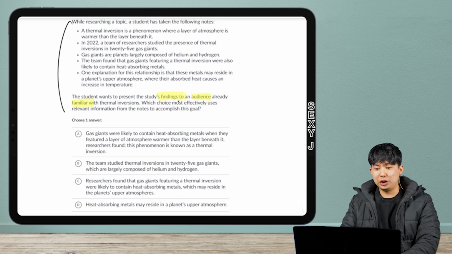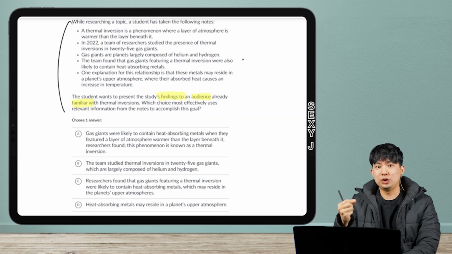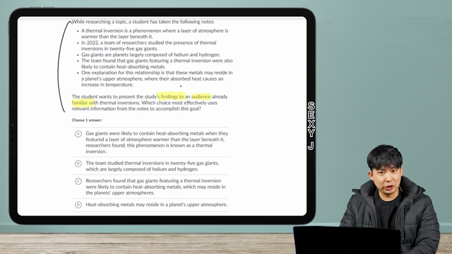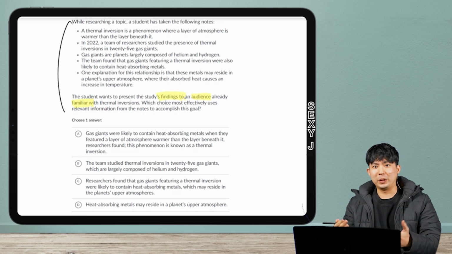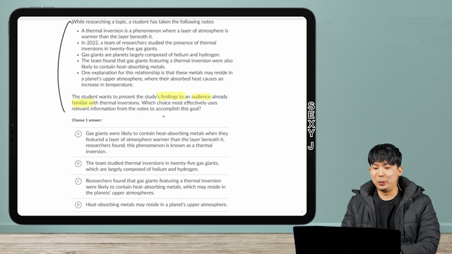I want to present the study's findings. So with the rhetorical synthesis, I want to clarify, am I looking for something that is before the experiment, during the experiment, or after the experiment? The findings, or the results, or the conclusions, as you guys might guess, are after the experiment, okay? So this is what they found out. This is the result. This is the data. This is the conclusion, whatever synonym you want to call it.